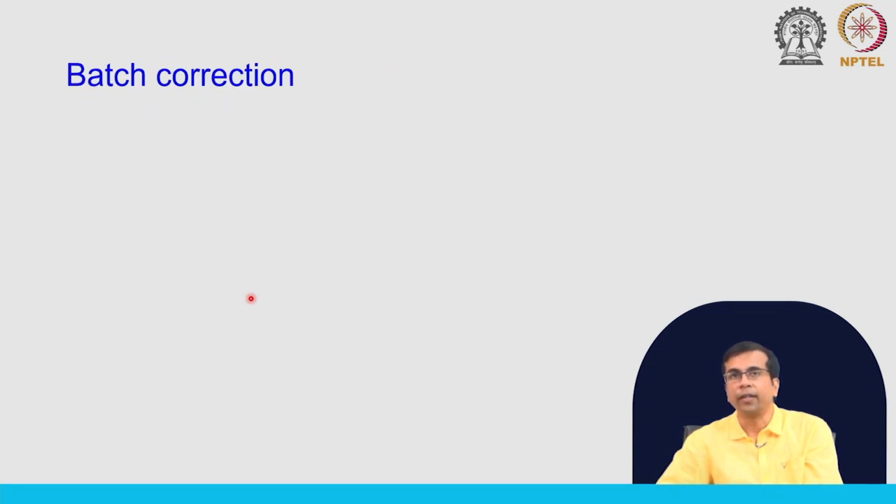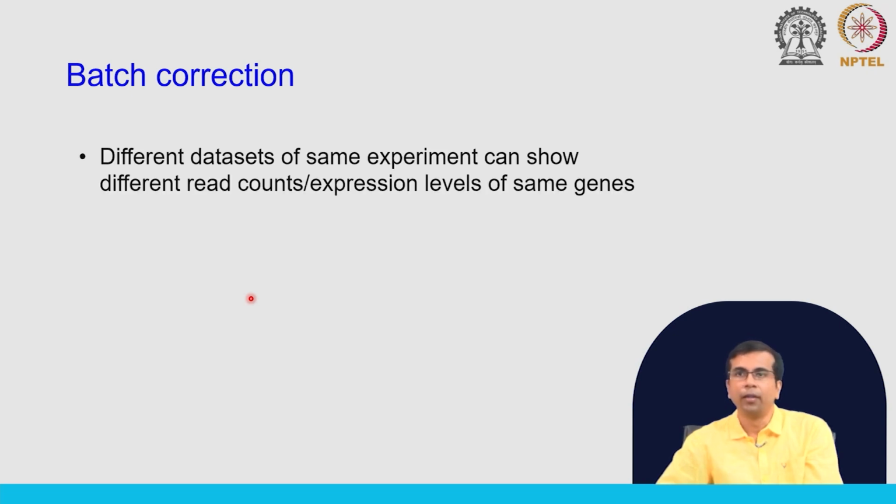Okay. So, one final thing that I wanted to discuss is something called batch correction. What happens when you want to combine different data sets of the same experiments? When you combine these different data sets, they can show different read counts and expression levels of the same genes, and this is something that we very often see.